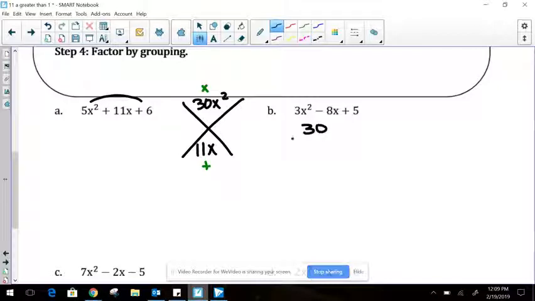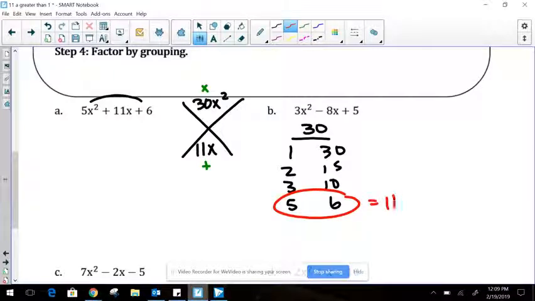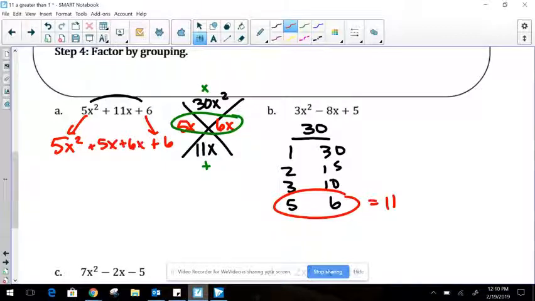I'm not going to do problem B, so I'll use this space over here. Let's write out our factors. Okay. I'm going to write out, okay, and then see which ones add up to 11. It looks like these guys here. 5 plus 6 is equal to 11. So 5x and 6x. My first stays, my last stays. Then these two I write in the middle. Doesn't matter which order.